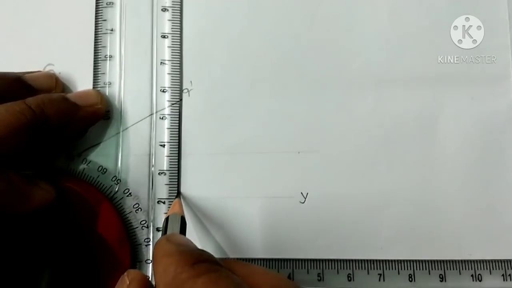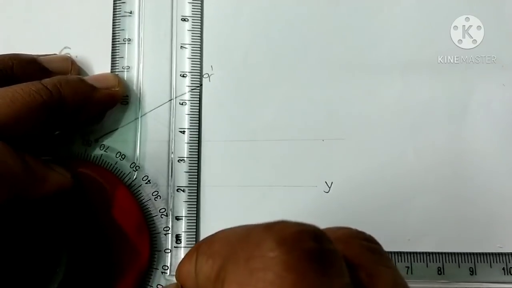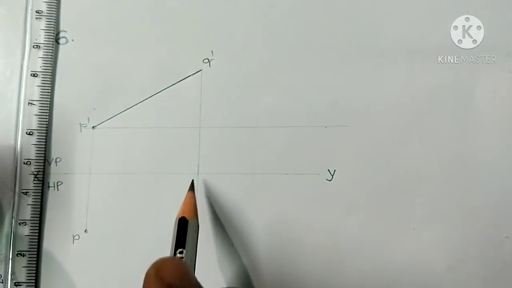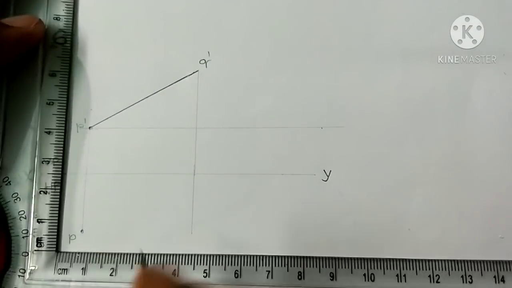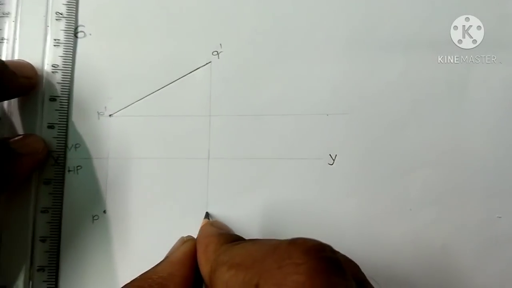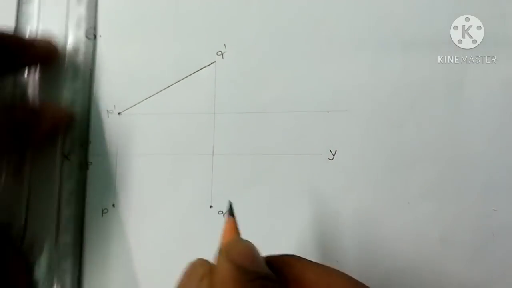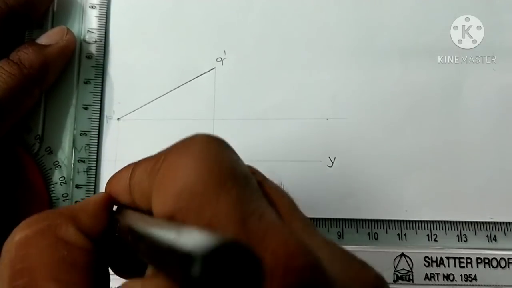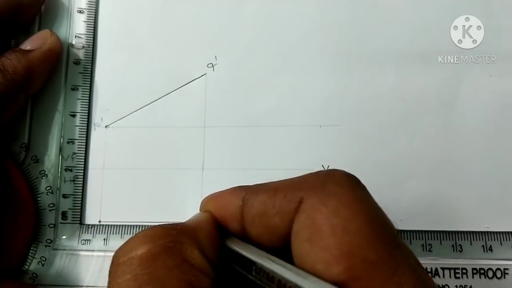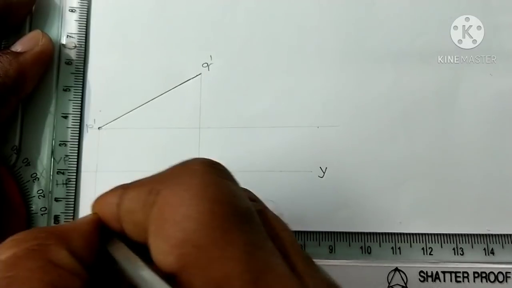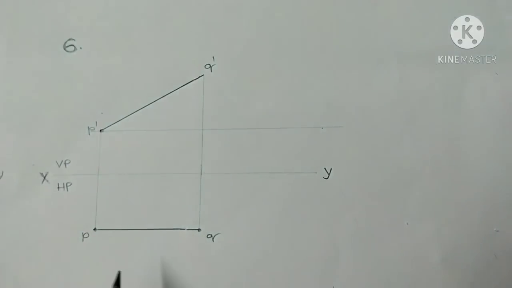In front of the VP, that is 20 mm, which is available in the given data. That is why we should extend the same projector 20 mm below the reference line, so that we will get small q. Now join both the points with an HB pencil. In this way we will get the reduced length.